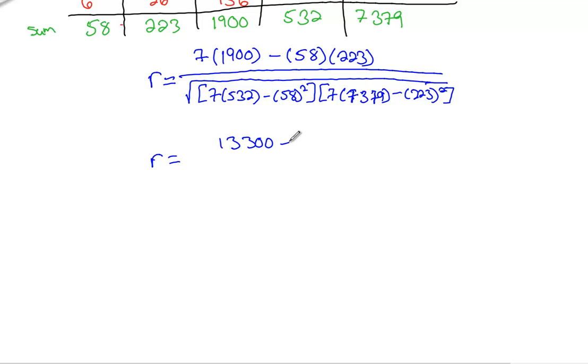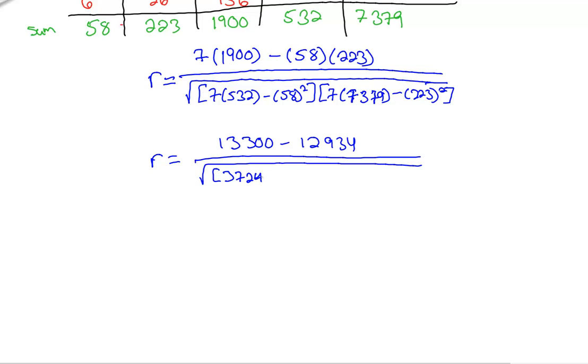58 times 223 is going to be 12,934. 7 times 532 is going to be 3,724. 58 squared, which means 58 times 58, is 3,364. 7 times 7,379 is 51,653 minus 223 squared, which is 223 times 223. That is 49,729.